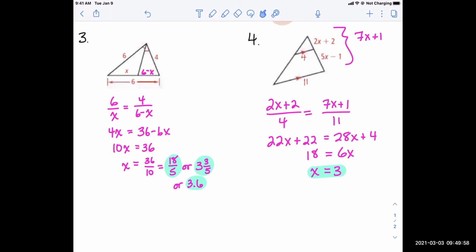How are we with 3 and 4? You might have a different proportion, but you should have still gotten the same answer. Lucy.